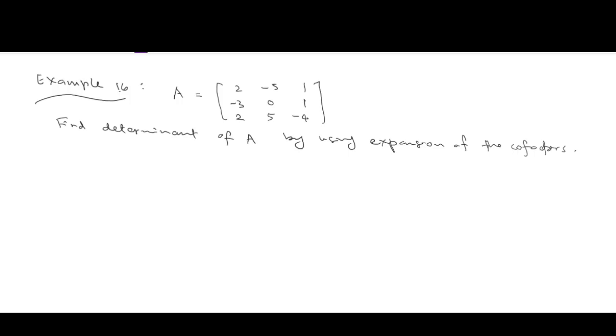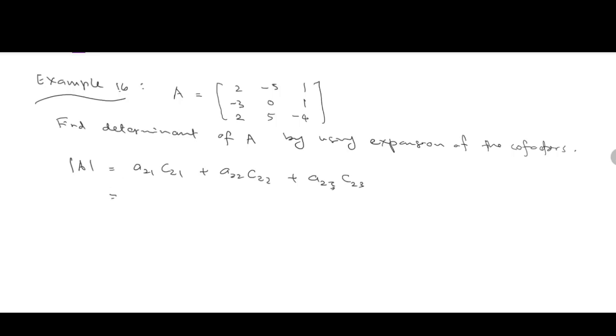In example 16, given matrix A, find the determinant of matrix A by using expansion of the cofactors. So here we are free to choose any row or any column to expand. But to make it easier for us to calculate, we are going to use any row or any column that has 0 as the elements. So here, I'm going to choose the second row. So the determinant of matrix A is given by A21, C21 plus A22, C22 plus A23, C23.